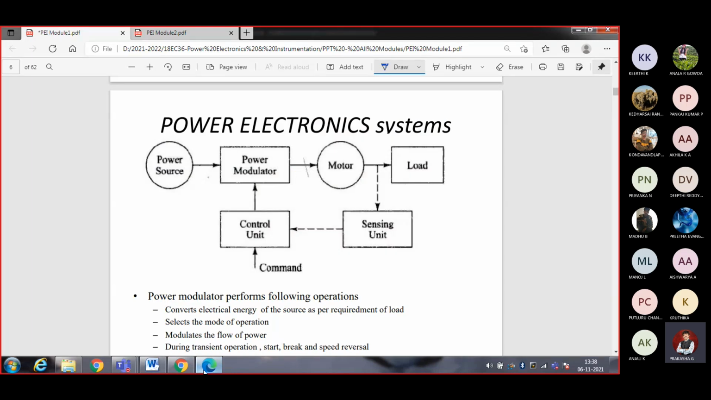Very good. And finally, during the transient operation: start, brake, and speed reversal. That is, starting, putting a brake on, and speed reversal. Take an example of your elevator. It needs to start and it should put a brake on. It should stop, then reverse. The elevator has to reverse, so the motor has to rotate in the reverse direction. All those things have to be taken care of by the power modulator itself.